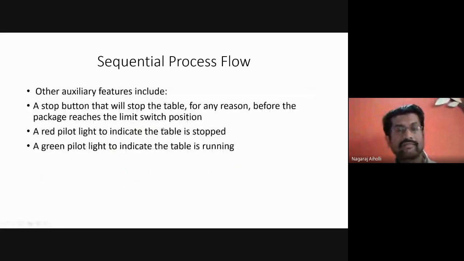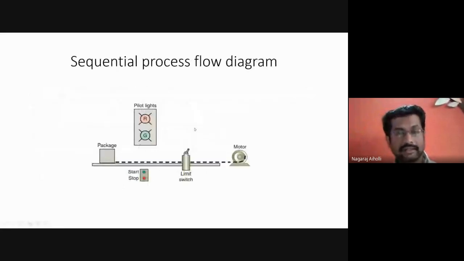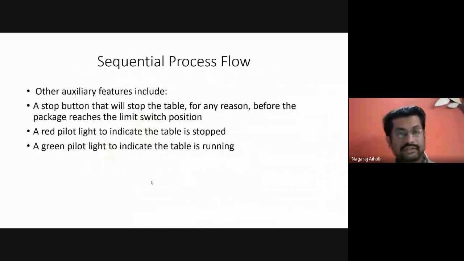Some other features here. Now if the stop button is pressed while the package is moving, suppose in between, then this package will stop wherever it is. This is called an auxiliary feature of the sequential process. A stop button that will stop the table for any reason before the package reaches the limit switch position. Then a red pilot light to indicate the table is stopped, and a green pilot light to indicate that the table is running or the motor is running.